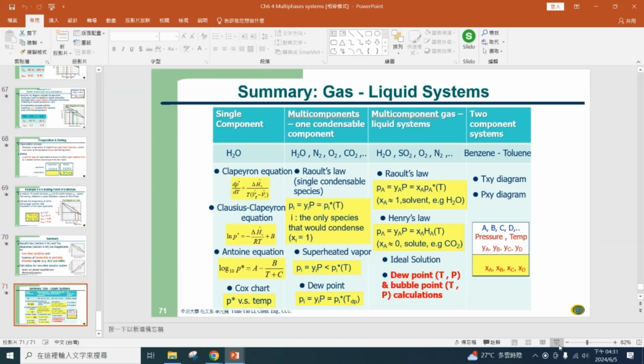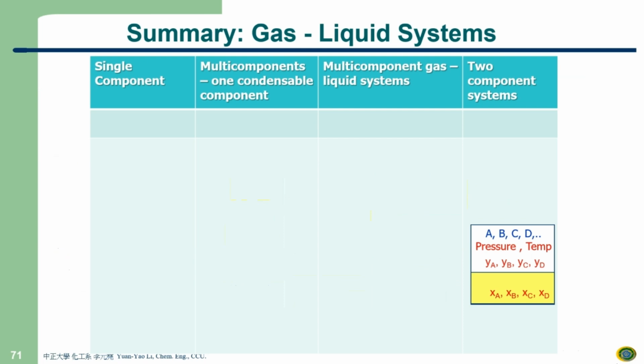So in the end, for section 6.3 and section 6.4, we mainly talk about the single component for the gas-liquid system. You have a gas and liquid system, and you have species in gas and liquid. For the single component, we start with the single component, using water as an example. And then for the multi-component case, only one condensable component. So this system is only A, B, C, D, and only one condensable, which is water, right? Only one condensable. This is the second case.